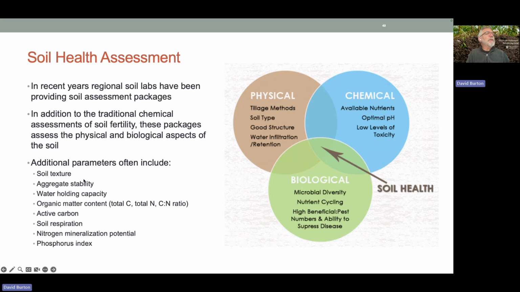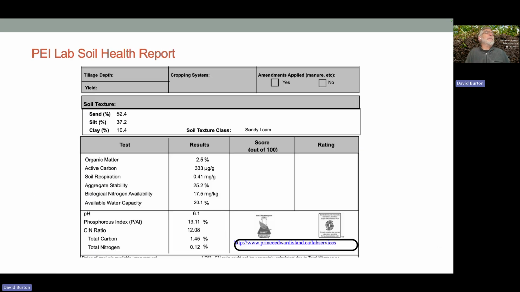So often the additional parameters that will be measured are things like soil texture, aggregate stability, water holding capacity, organic matter content, active carbon, in other words, a more dynamic particulate carbon fraction, soil respiration, the respiration of the microbial community, nitrogen mineralization potential, what's the nitrogen supplying capacity of that soil, and often a phosphorus index, which talks about the availability of phosphorus based on aluminum content.